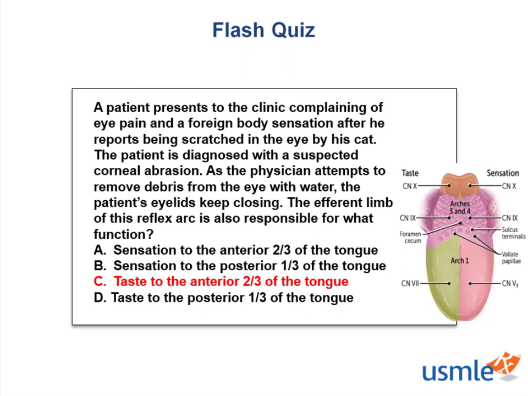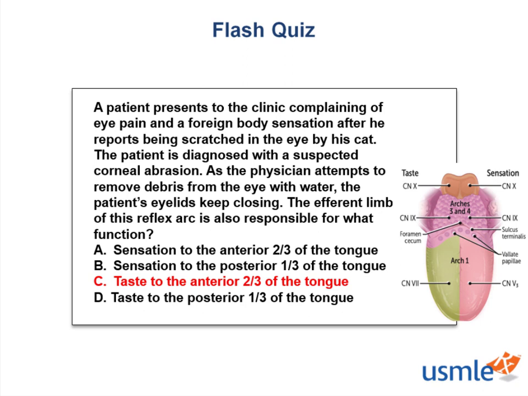The question asks for the efferent limb of the corneal reflex arc, which is carried out by cranial nerve 7, the facial nerve. The facial nerve is responsible for taste to the anterior 2/3 of the tongue, while a branch of the trigeminal nerve, the V3 mandibular branch, is responsible for sensation to the anterior 2/3 of the tongue.